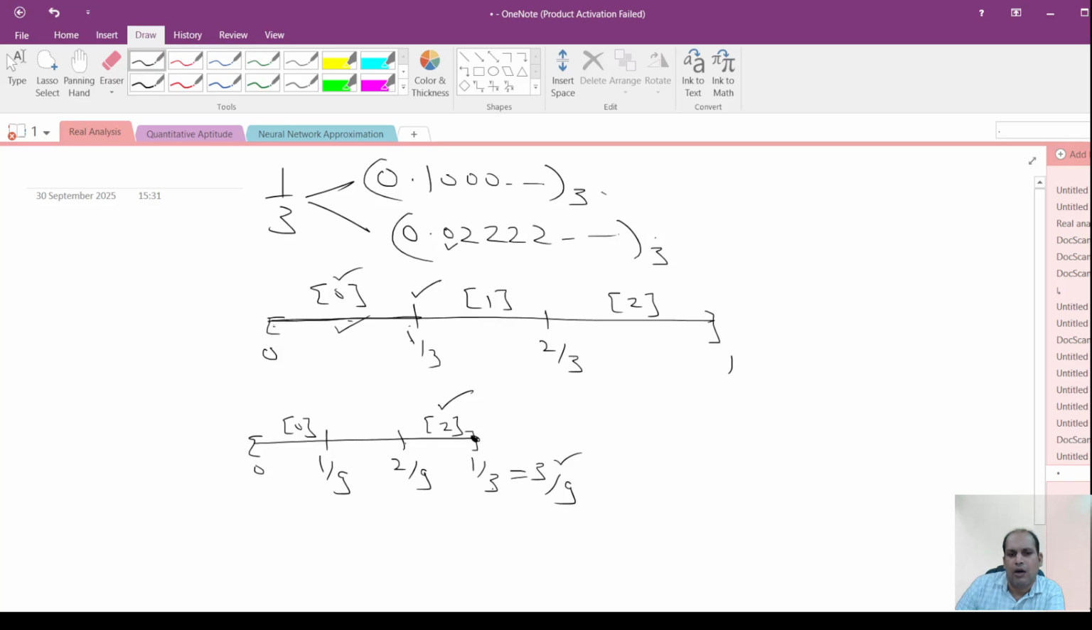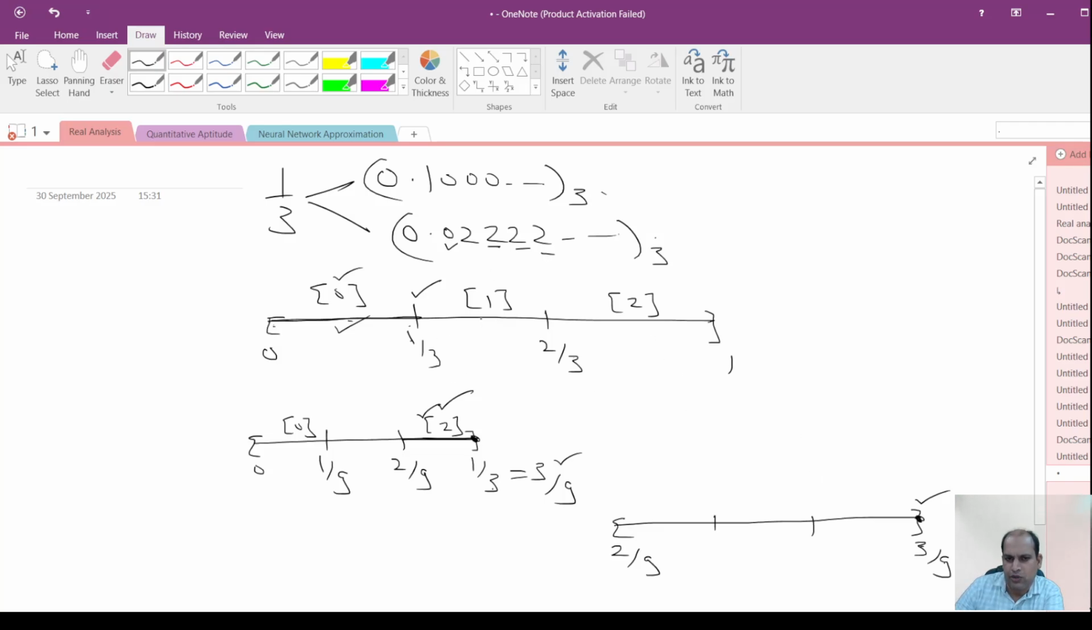Because again, after selecting this interval and dividing it into 3 equal parts, say 2 by 9 to 3 by 9, that is 1 by 3 will always be in the last box. If we divide it into 3 equal parts, then this is going to be the last part. This is the reason why all the digits will be 2 here. In the next place all the digits will be 2.